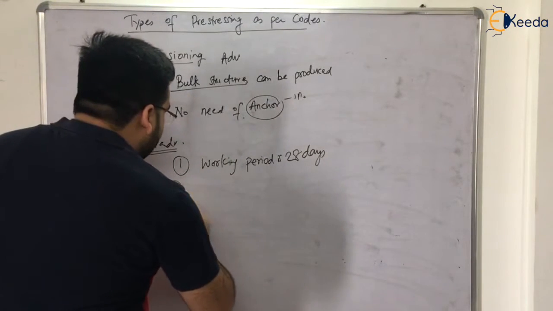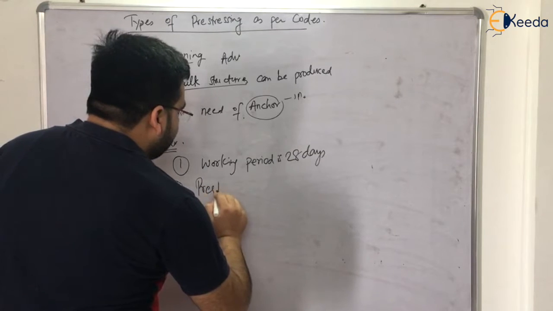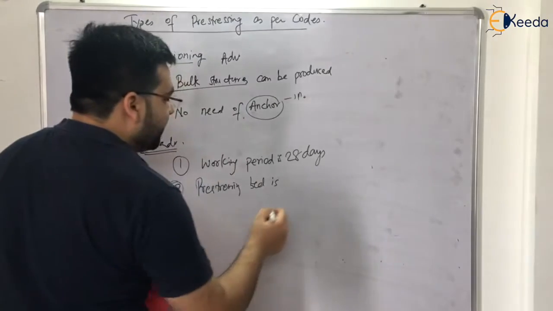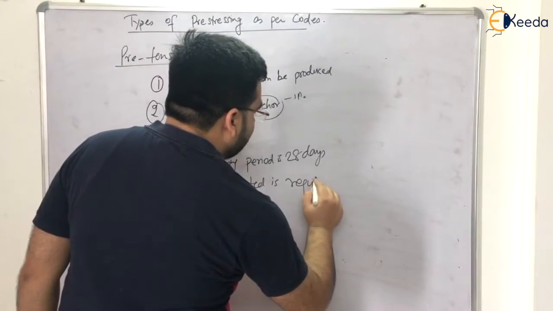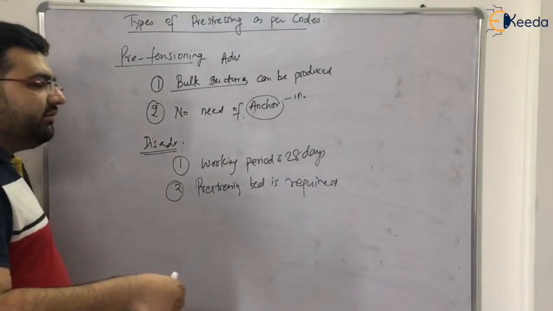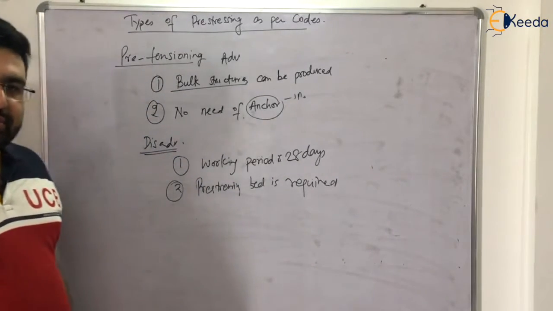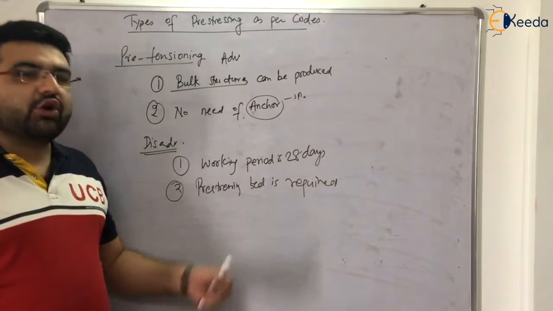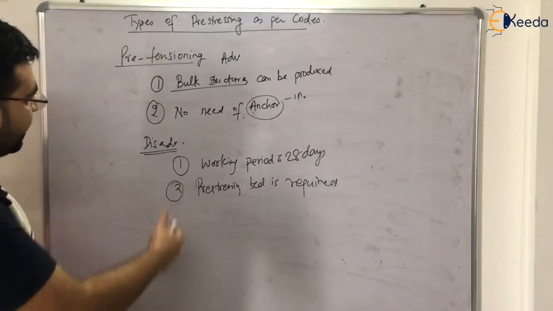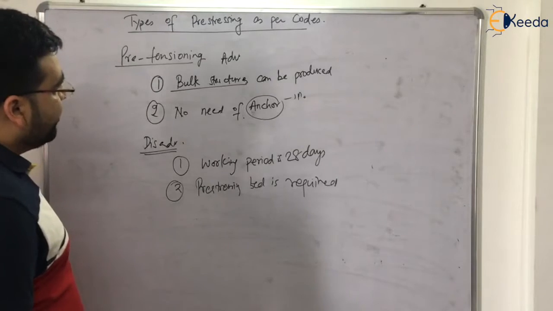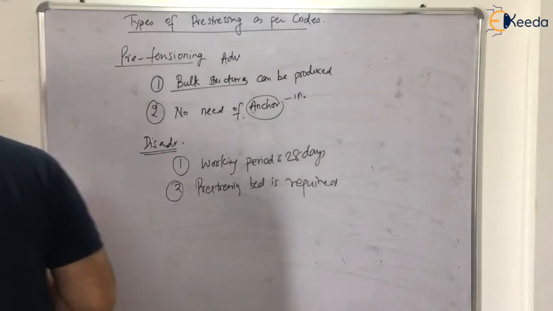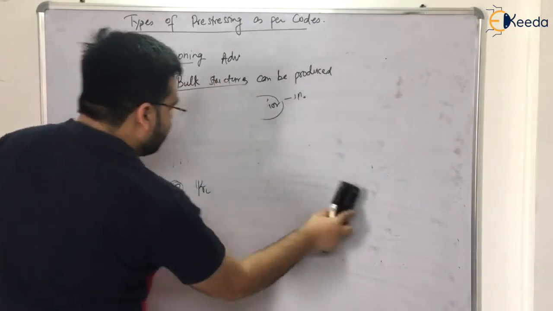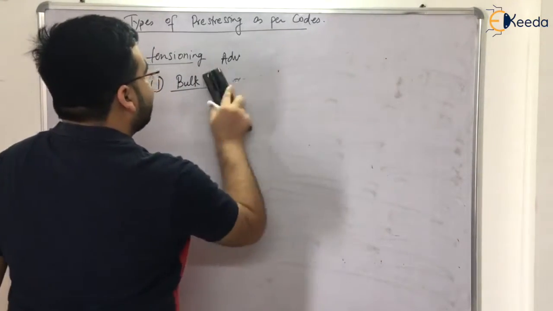Second thing is that the pre-stressing bed is required. Obviously, we are stretching our tendons before the casting of concrete, so we require certain beds. Without the beds, it cannot be done. Clear? So these are some disadvantages of pre-tensioning. I hope you have understood this. Now let us come to the post-tensioning part.